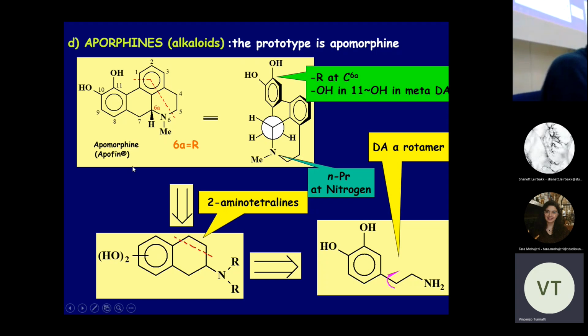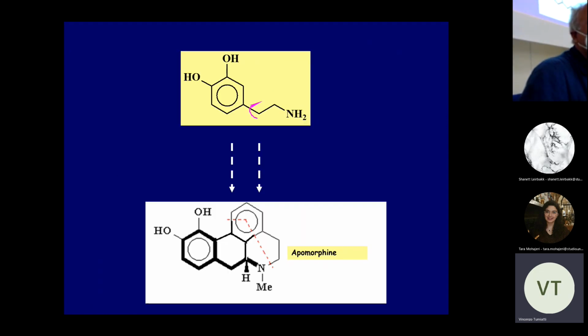All these direct agonists have a potent effect on the stomach, on the dopaminergic receptors located in the periphery, and so they have this type of effect. Once again, you can see the active conformation of dopamine inside the apomorphine.